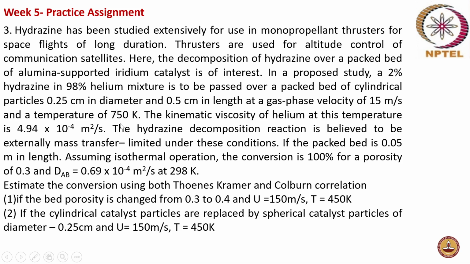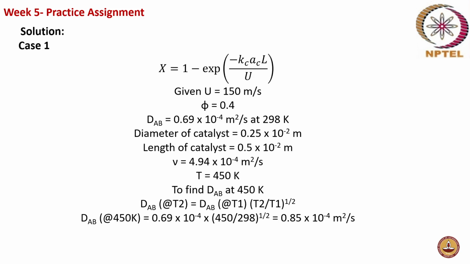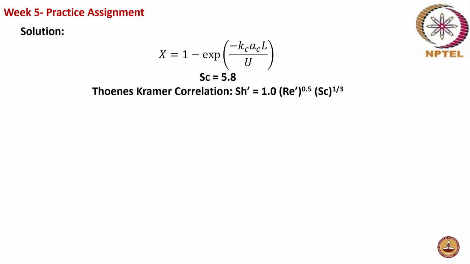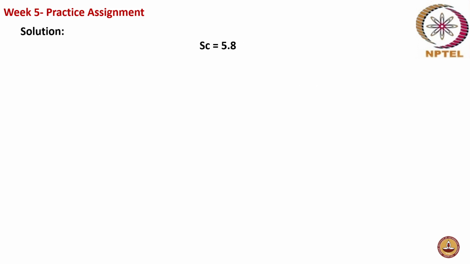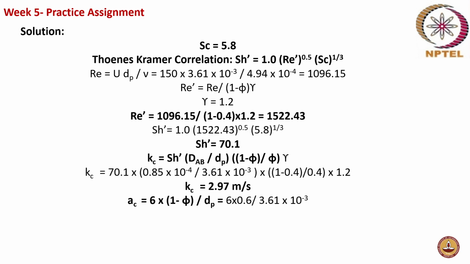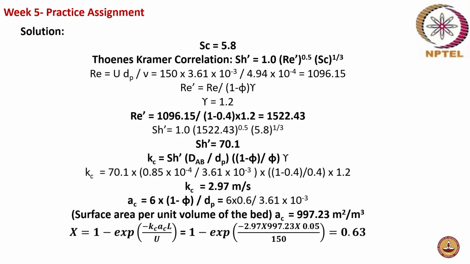There are two more factors. One of the critical ones is your temperature. Your temperature has changed from 750 Kelvin to 450 Kelvin, and your bed porosity has changed from 0.3 to 0.4. So this has made the conversion go from 100% to only 63% when we calculate using the Thoenes-Kramers correlation. Now let's see what we get based on the Colburn correlation.